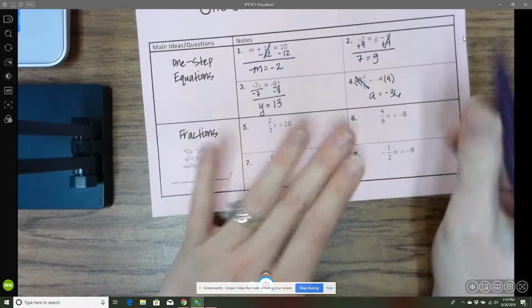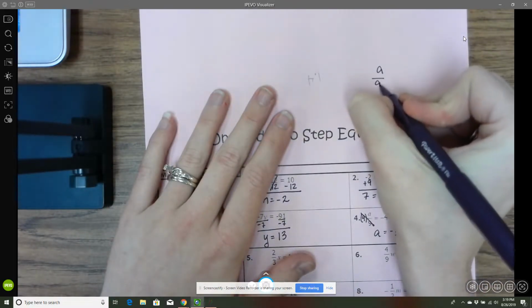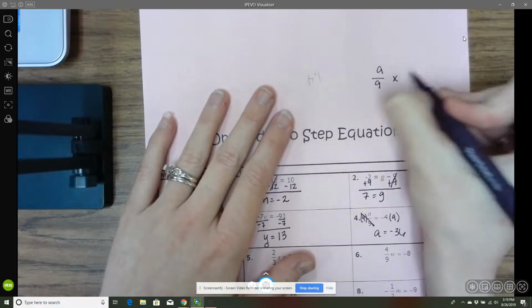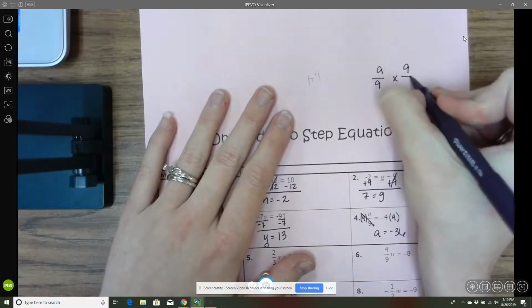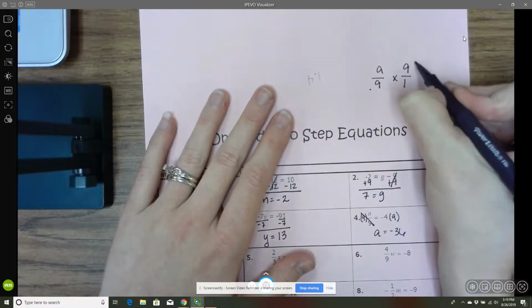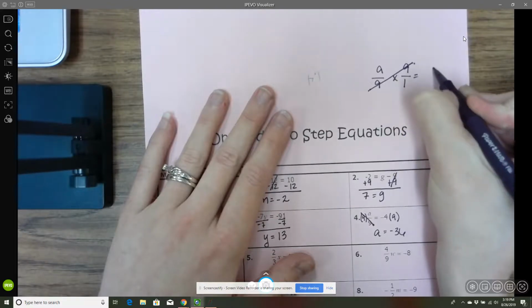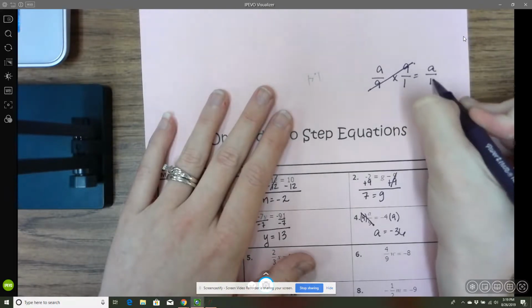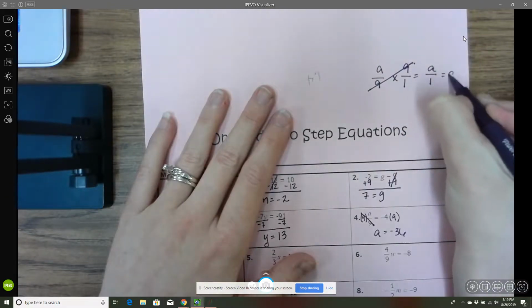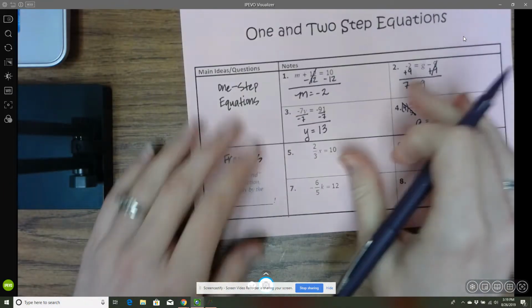To kind of show you how these fractions work. So if I have a over 9 and I multiply it by 9, it's the same as me multiplying by 9 over 1. And so if I've got the same thing on the bottom over here as the top over here, these cancel out. And I'm left with a over 1. And anytime I'm dividing by 1, it's just whatever the numerator is. So now we're getting into fractions.